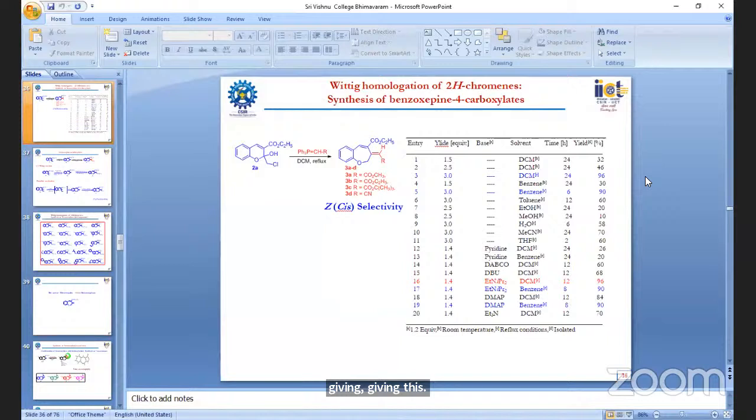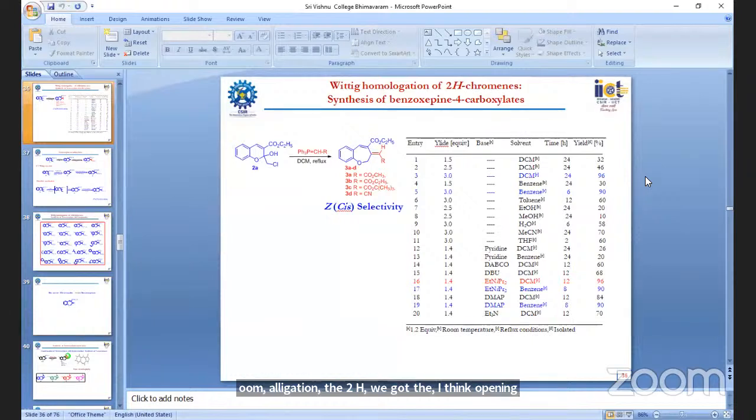I have just shown 2H chromene to 4H chromene and 2H chromene to the spiro compound. Then again, how best can I convert 2H chromene to another heterocycle, that is benzoxepine, a 7-membered ring. When you use a Wittig reagent, everybody knows the importance of the Wittig reaction. If you do a Wittig condensation or Wittig homologation with the 2H chromene, we got ring opening and ring closing to give the benzoxepine.